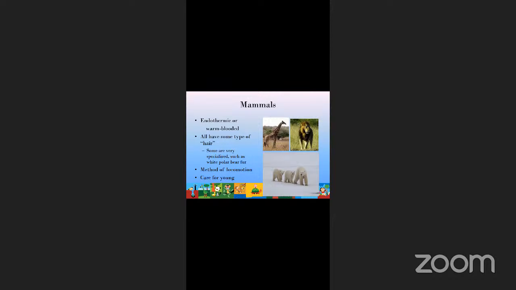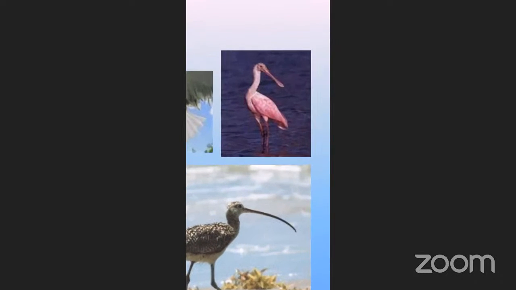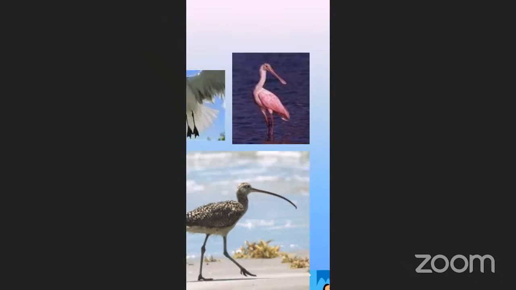So these all differ from organism to organism. Then in birds, some will have long legs. The example is the roseate spoonbill, the pink-colored bird, which has long legs.